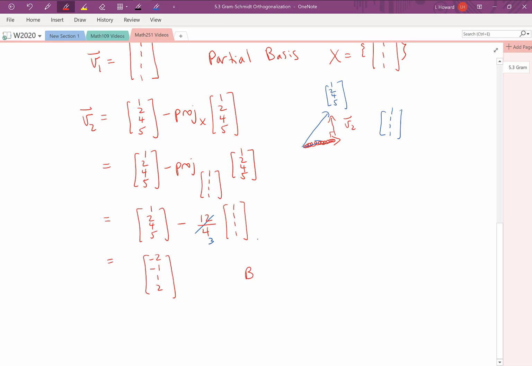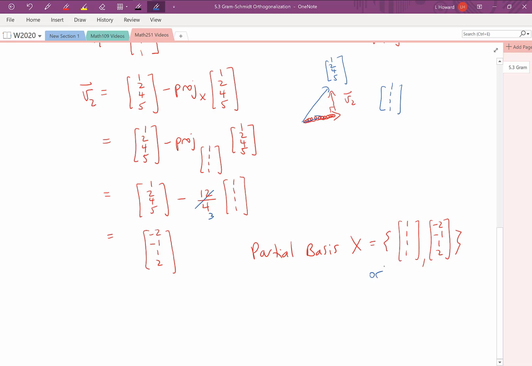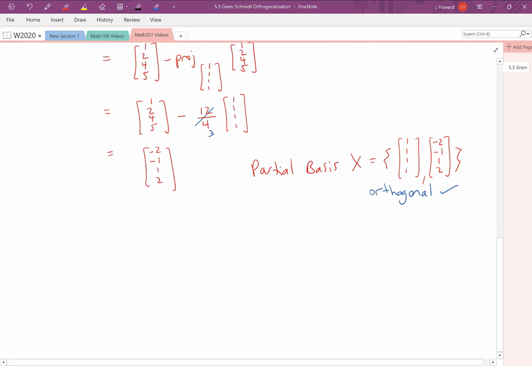So after this step is done, we've now got what I would call a partial basis. We're still going to continue to call it X. So think of it like after each step, we're improving our information about X. So we've got 1, 1, 1, 1, and we've got minus 2, minus 1, 1, 2. So to check that you are on the right track, these vectors here should be orthogonal to one another. That's the whole point of what we're doing. So if you check their dot product and it's 0, that reassures us that we are on the right track with this calculation. So we're going to do one more step here to find our third basis vector.